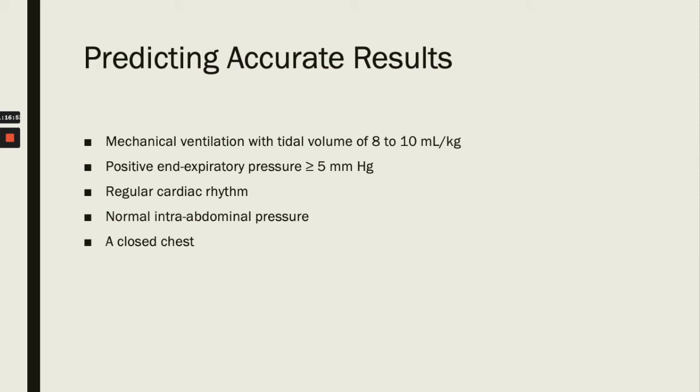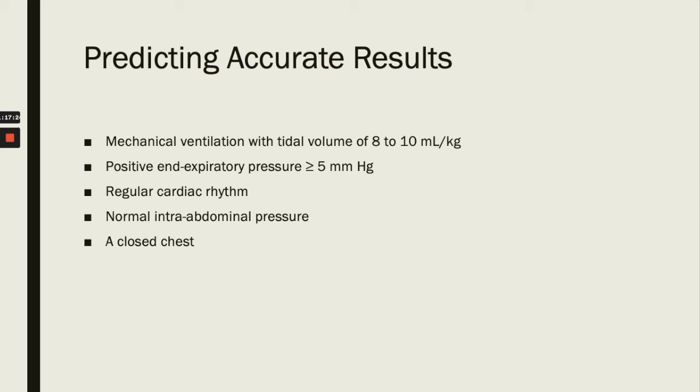To use these and to predict accurate results, the patient must be mechanically ventilated with a tidal volume of 8 to 10 milliliters per kilo. And they must have a PEEP, or positive end expiratory pressure, that is greater than 5 millimeters of mercury, and a regular cardiac rhythm, and a normal intra-abdominal pressure, and a closed chest.